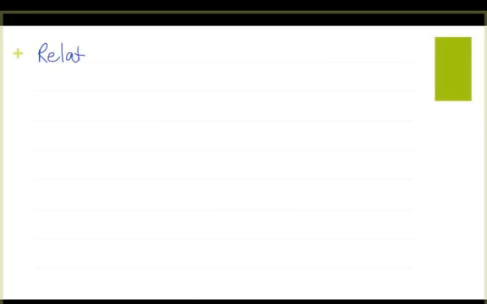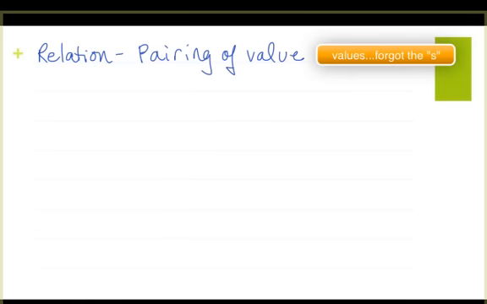A relation is a pairing of values. It could be a date and any particular measurement. It could be miles and number of gallons consumed. It could be height and weight. It could be a date and a weight. Lots of different things. The first thing is going to be an input that we're looking at, and then based on that input, we'll talk about an output.